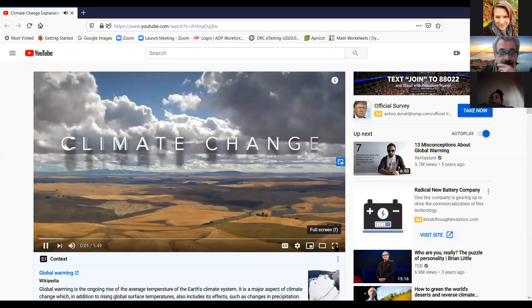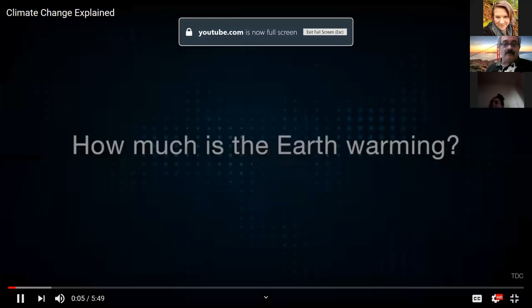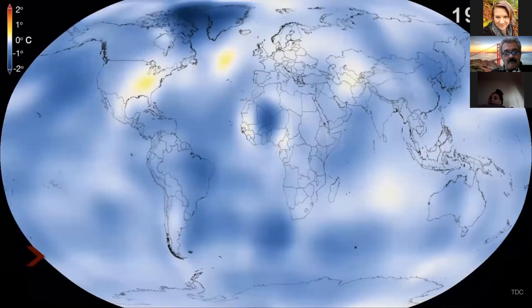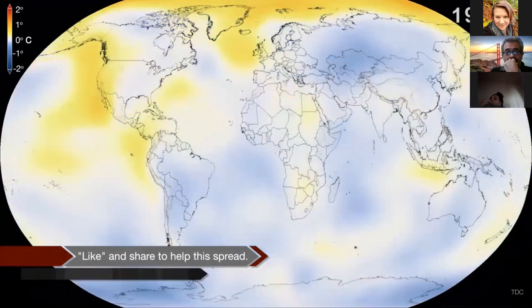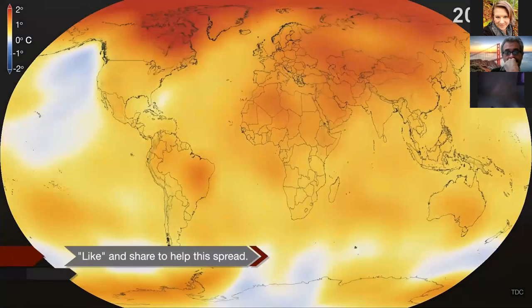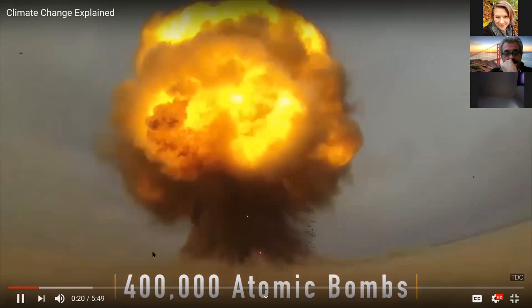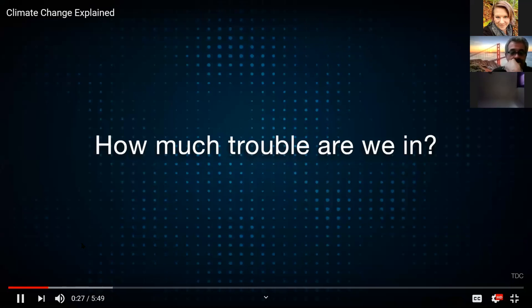Okay. This is a simple explanation of climate change based on an article in the New York Times. The average temperature on the surface of the planet has already increased 1.7 degrees Fahrenheit since 1880, which may not seem like much, but think about it this way. The heat from human emissions is roughly equal to 400,000 Hiroshima atomic bombs exploding across the planet every single day. Future generations are in big trouble.